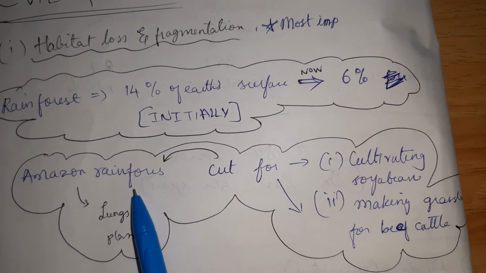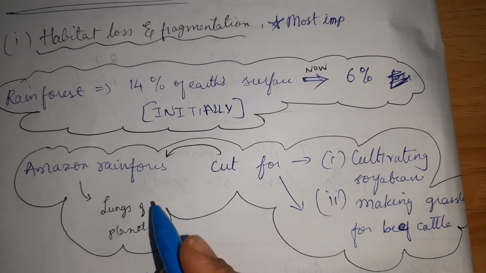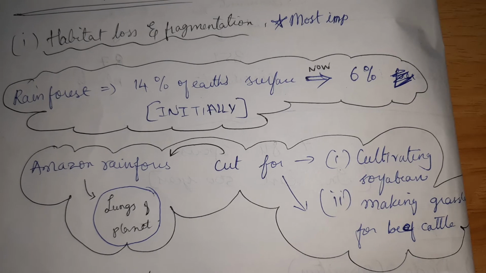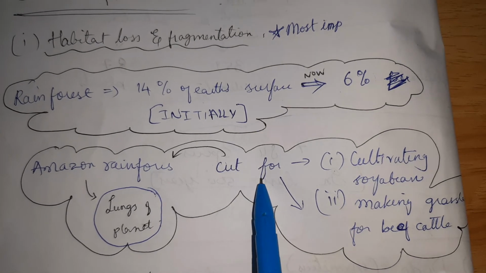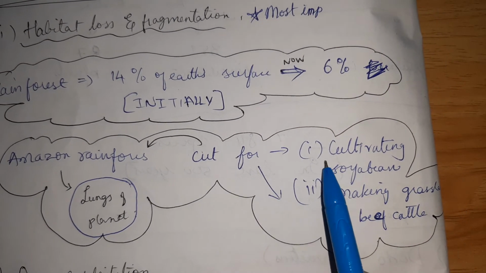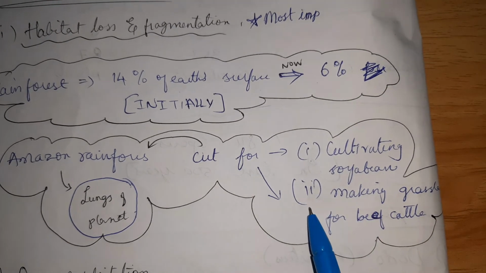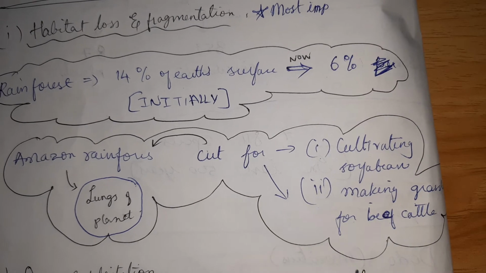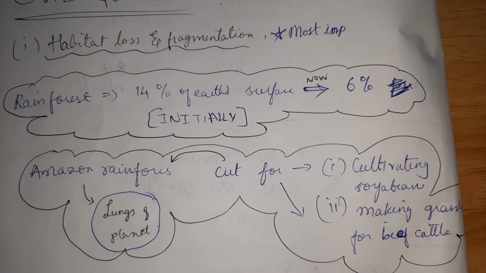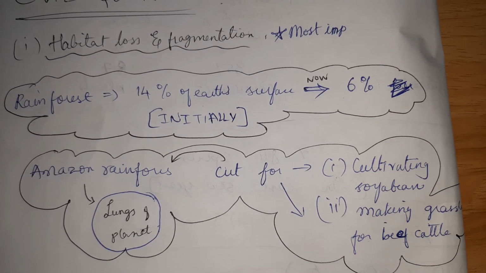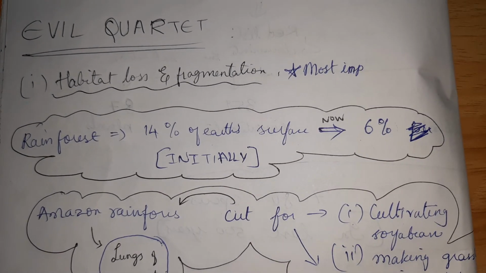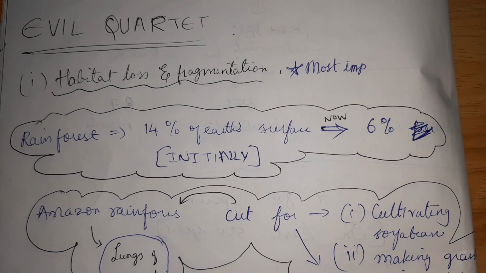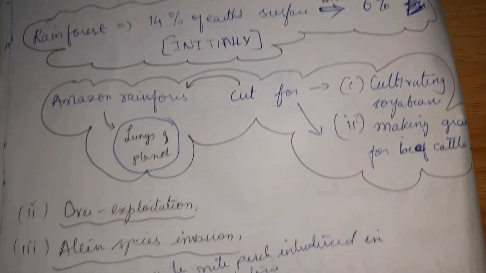We are talking about the Amazon rainforest. Amazon rainforests are considered to be the lungs of the planet. They provide much oxygen to this world. They were cut for two reasons: first, for cultivating soybean, and second, for making grassland for beef cattle. This was all about habitat loss and fragmentation, and it is the most important of the evil quartet, accounting for most habitat and species loss.